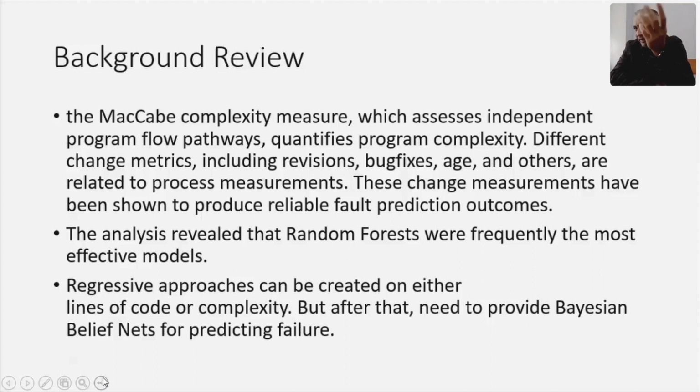Then we have an analysis that revealed that random forests were frequently the most effective models. This is one of the surveys we found, that among machine learning algorithms, random forest for software quality assurance has been one of the most effective. Then we have regression approaches, which can be created on either lines of code or complexity, but after that, Bayesian belief networks for predicting failures have to be applied.